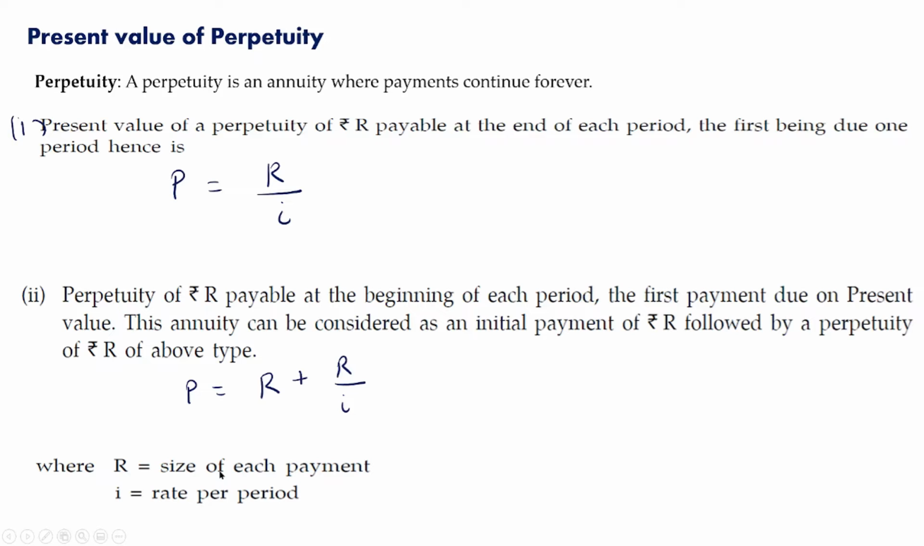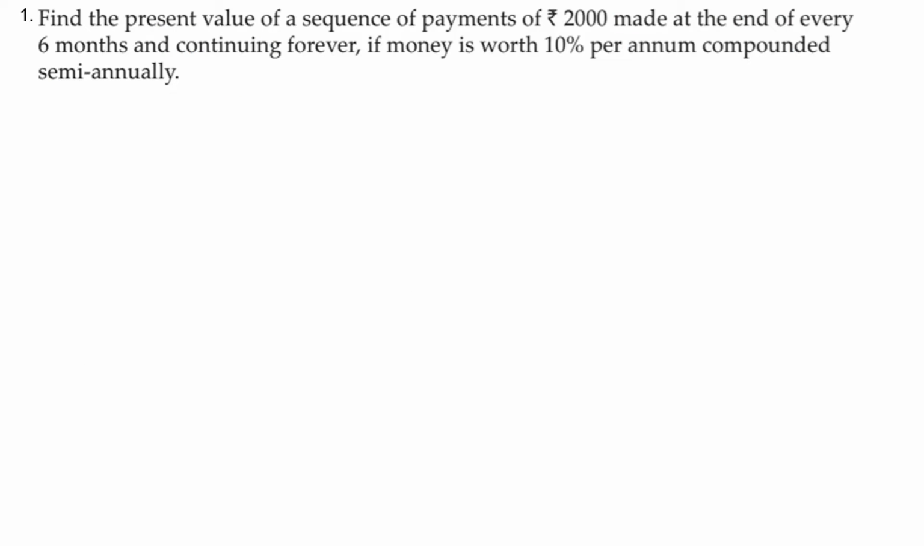Now we will see some problems based on this present value of perpetuity. First question: find the present value of a sequence of payments of rupees 1000 made at the end of every 6 months and continuing forever if money is worth 10% per annum compounded semi-annually. A similar question was asked in the sample paper for 2 marks.